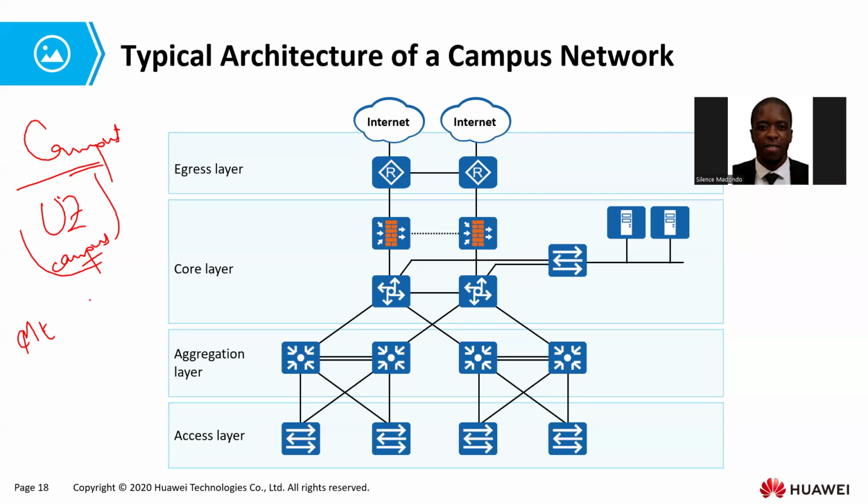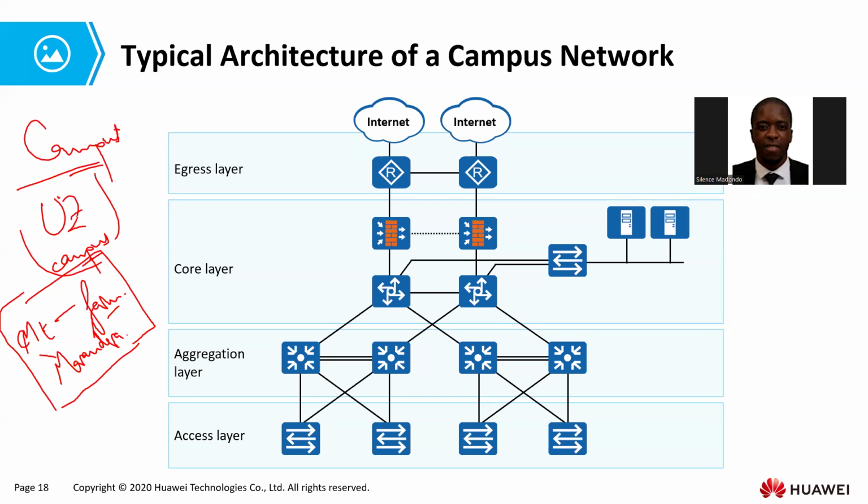Maybe there is another network at the UZ farm. The moment where you have multiple campuses like this, it's no longer a campus network. That's a typical enterprise networking where you are connecting multiple sites. But when we talk of a campus network, we are basically looking at one site. The network is confined within that specific site.